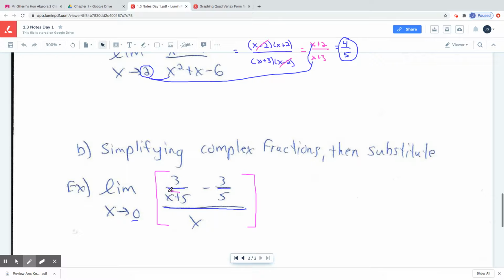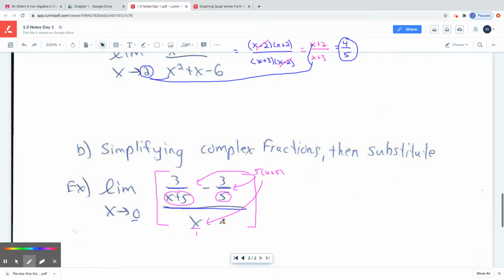Now, the denominators here are x plus 5, 5, and in this case, the denominator for x is 1. So we're just going to multiply those together. But I'm not actually going to multiply; I'm going to write it out as 5 times x plus 5. What you do to simplify a complex fraction is multiply this to all 3 terms. That's going to get rid of all those denominators, and we're just going to have another fraction. Then we're going to look to simplify and then substitute.